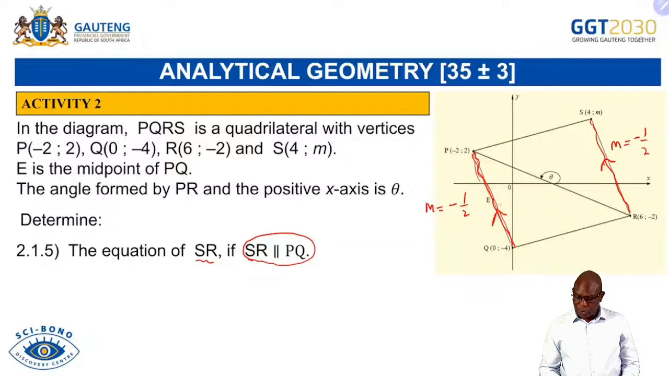PQ, did we get a gradient? No, we don't have the gradient of PQ, sorry. So we don't have the gradient of PQ. So now we need to calculate the gradient of PQ first. Now, how am I going to calculate the gradient of PQ?